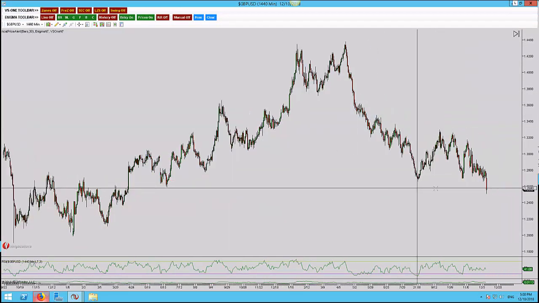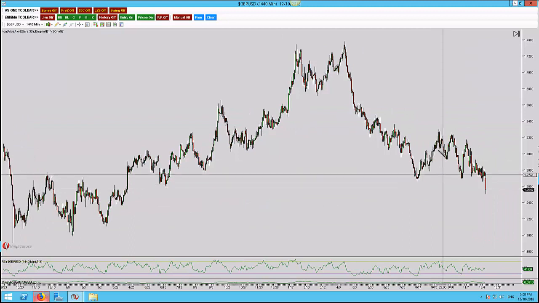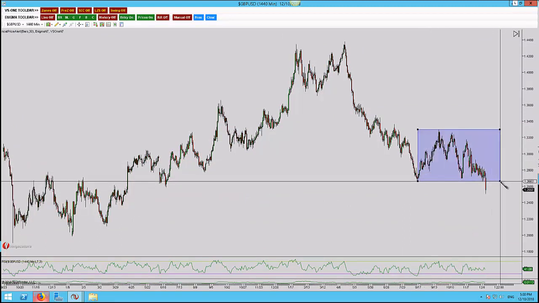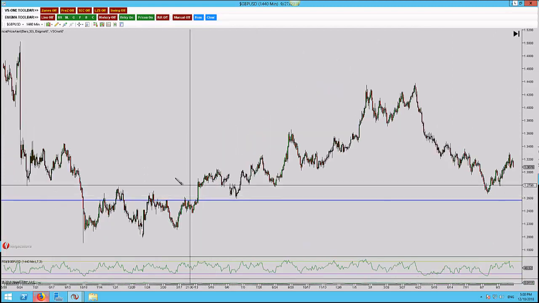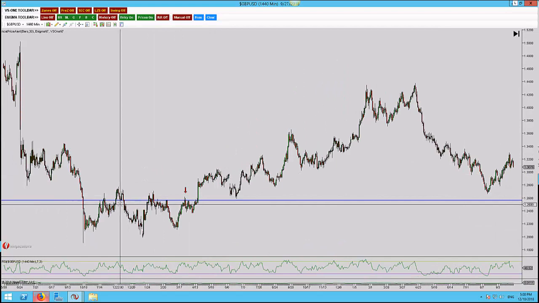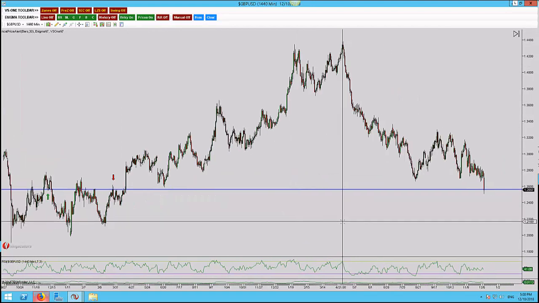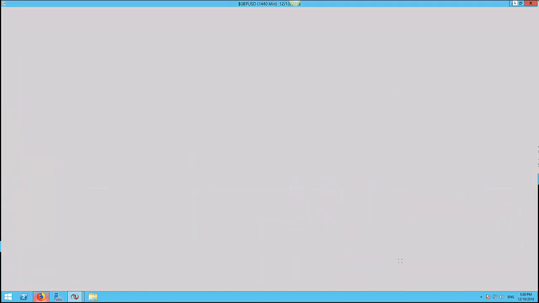So what we've just done here is we've violated this entire structure level. Now on the dailies we haven't actually closed below it, but we are actually at this structure level right now and seeing a little bit of resistance here. Let's go to the 240.